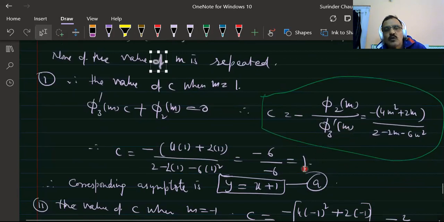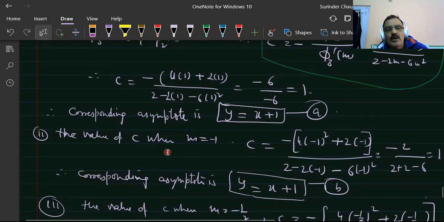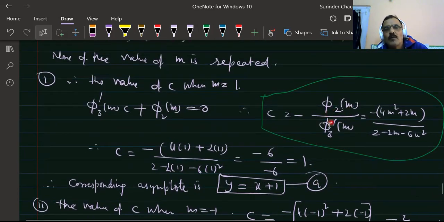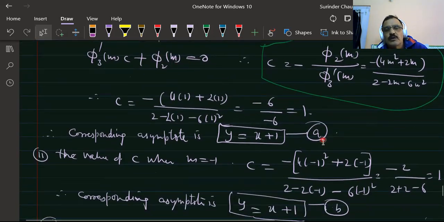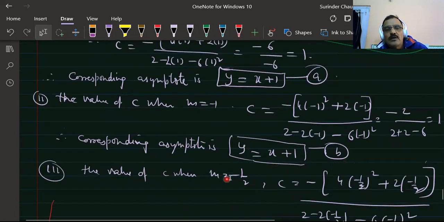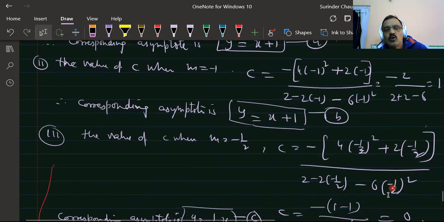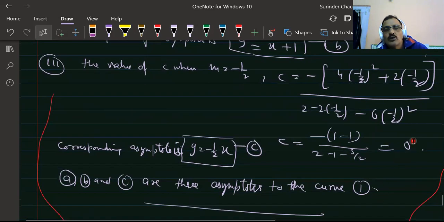So with the root m equal to 1, c comes out to be 1. So this is an oblique asymptote. Similarly, when m is minus 1, c comes out to be 1. So this is another asymptote. We got this equation this way. And similarly for the third, m equal to minus half, c comes out to be 0. So this is the third asymptote. So three asymptotes.